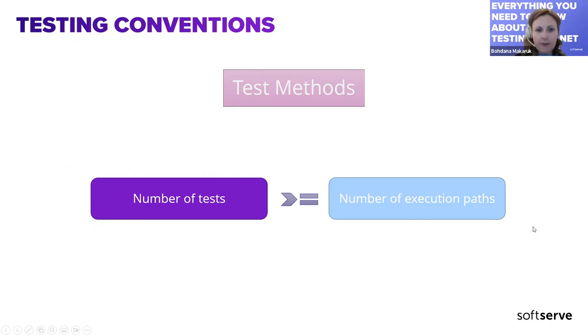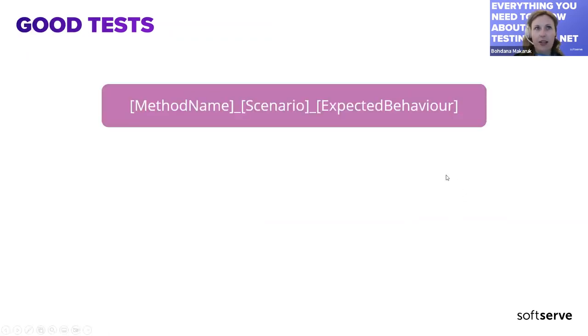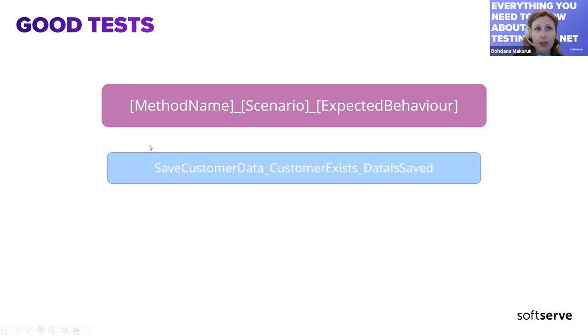We cannot avoid talking about naming here as well. Make sure your tests clearly specify the business rule you're testing, because if we name our test methods as the following, we don't know what is actually done here. And if we use a convention like method name, scenario, expected result, we can treat our unit tests as documentation, because here we can see the expected result of the business rule, and it's better for understanding. Maybe new developers will come, see the tests, and realize what is going on with your class. For example, if we have a method called SaveCustomerData, one scenario can be customer exists, and the expected behavior is that data is saved successfully.